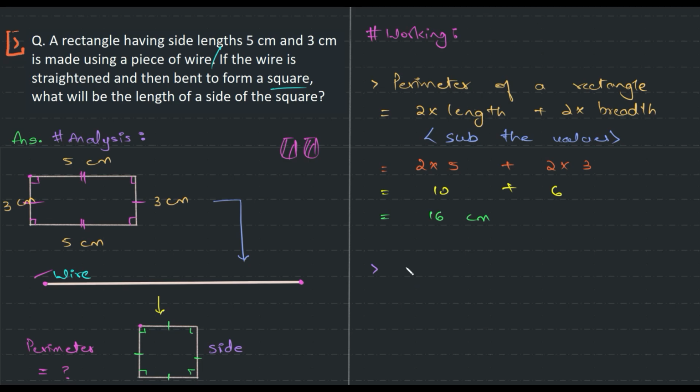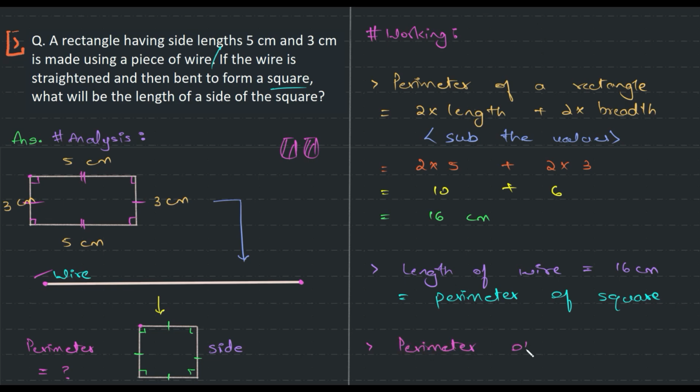Okay, so that is your length of wire, which in turn will be equal to what? Perimeter of the square as well. So we got the perimeter of the square. Can you pause now if you have not done it? Oh wait, they want us to find the length of the side of the square. Okay. I thought we needed to find the perimeter only.